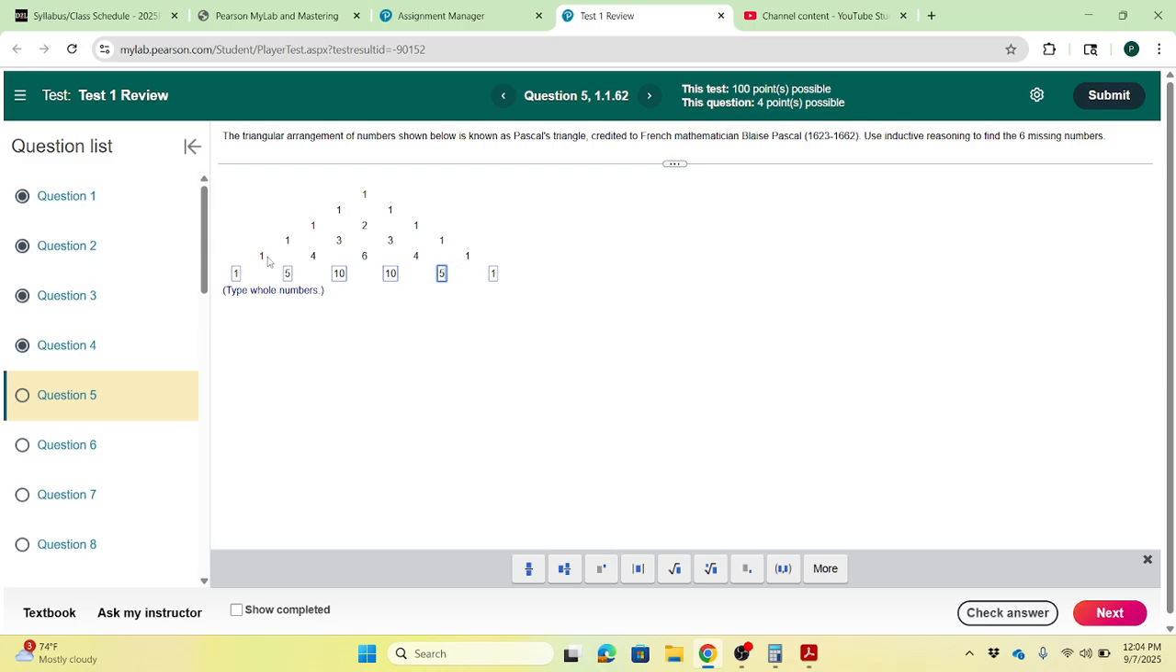So you just add, and the first number and the last number is always 1. To fill out these boxes, you just have to add the second one with the first one, and the third one with the second one, and keep going like that.